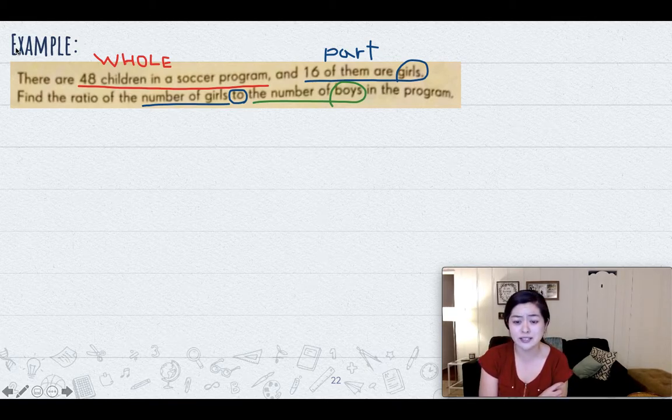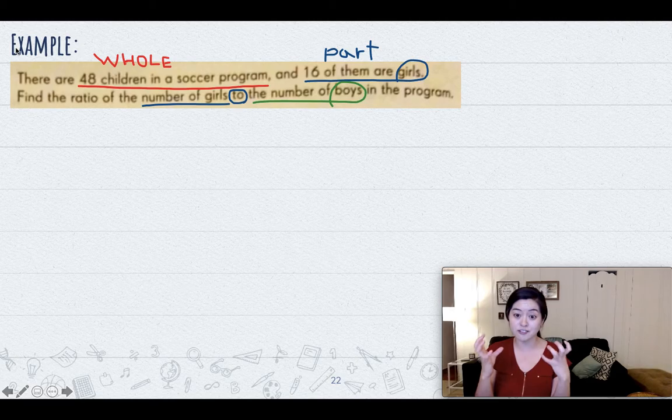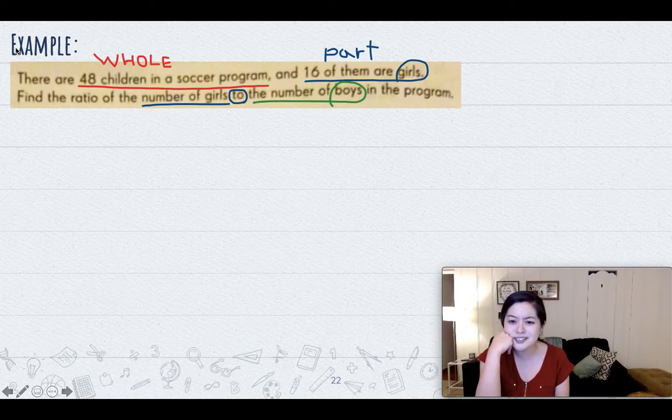So we have to find out the number of boys because we got to look at the second sentence now. It says find the ratio of the number of girls to the number of boys in the program. We know the number of girls, there's 16, but do we know the number of boys? No, we don't. But we can figure it out because the problem gives us enough information. To find the number of boys, what should we do? What's your idea?